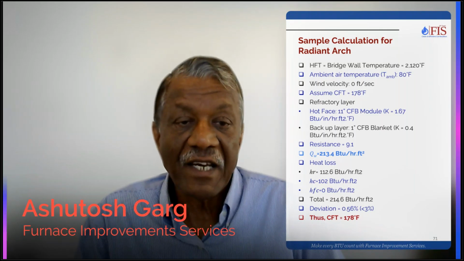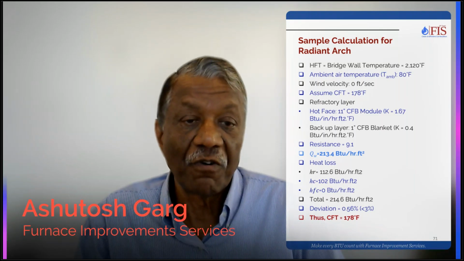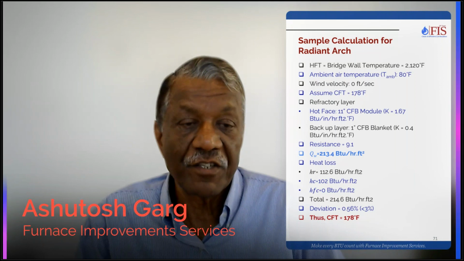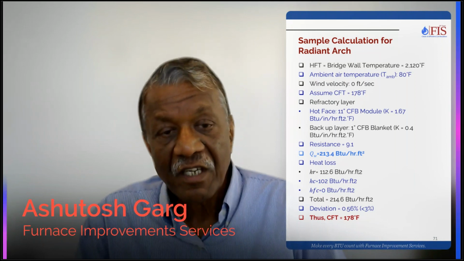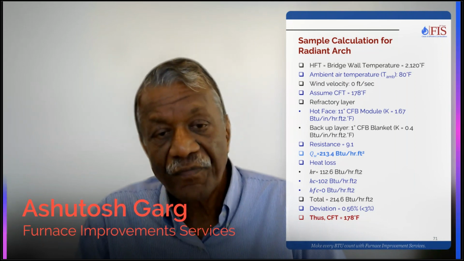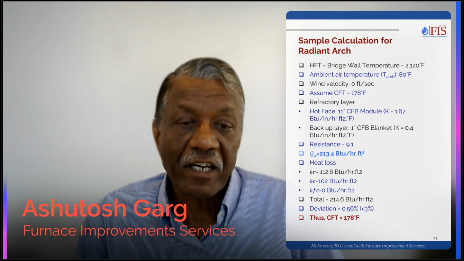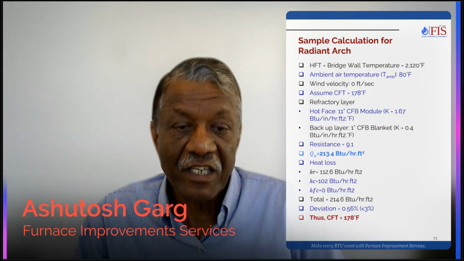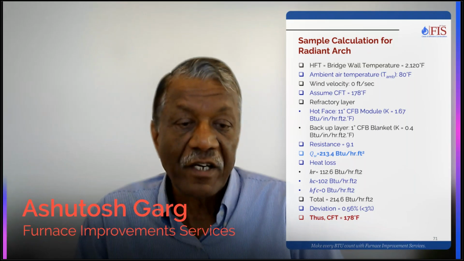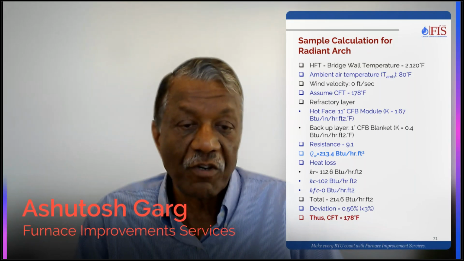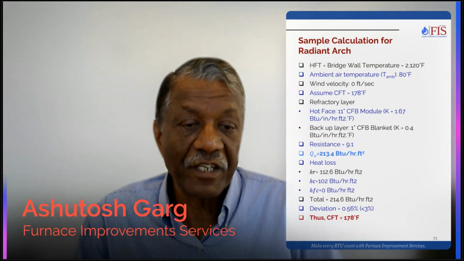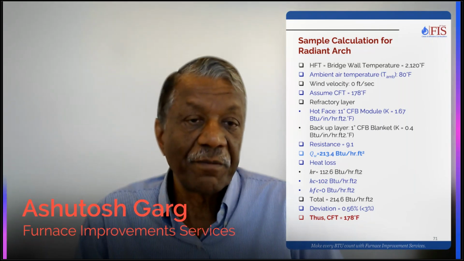We have used an 11-inch ceramic fiber module and a backup layer of 1-inch ceramic fiber blanket. Calculate the resistance, calculate the QW, then calculate the heat loss, radiation heat loss, convective heat loss, and did the total. So 213.4 and 214.6 is pretty close. So our cold phase temperature is 178.